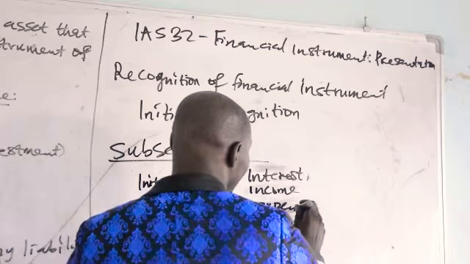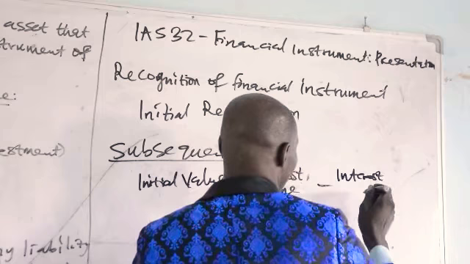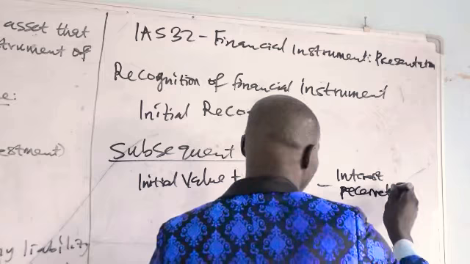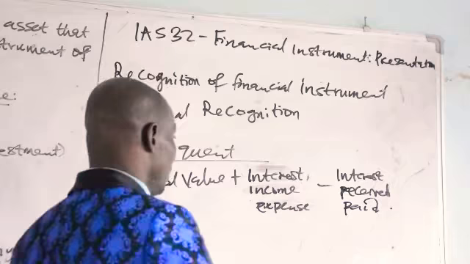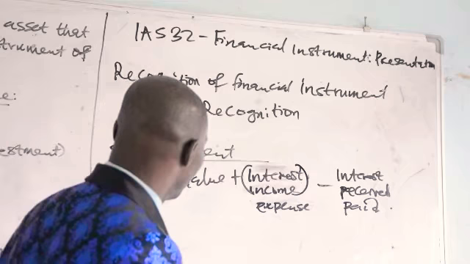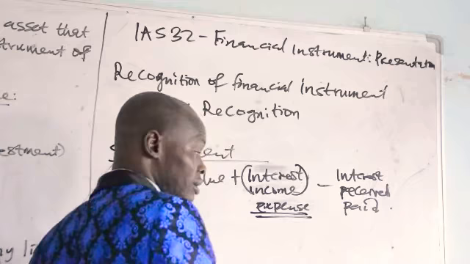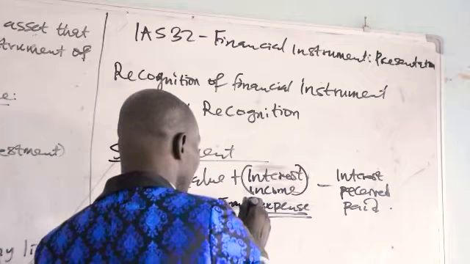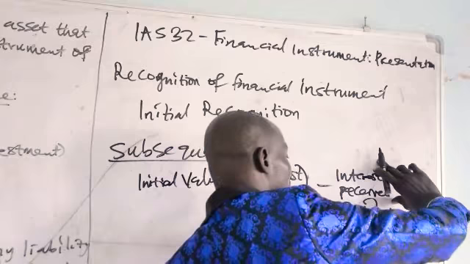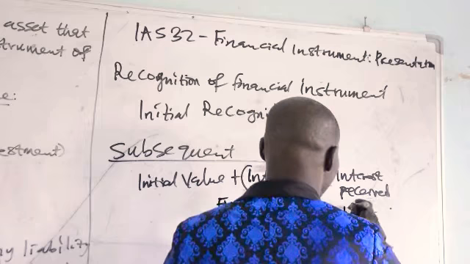Then minus interest paid or interest received for a financial asset. But for a financial liability, you have interest paid. So for a financial asset, you receive income on assets. But for a liability, you have interest that will be charged as an expense, which is your finance cost. But for a financial asset, you receive interest on it, or you pay interest.